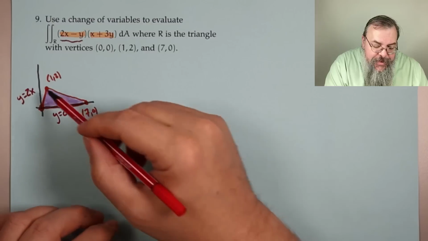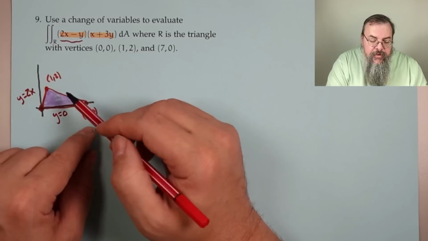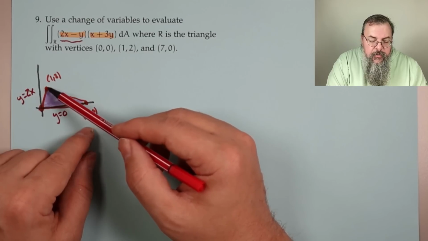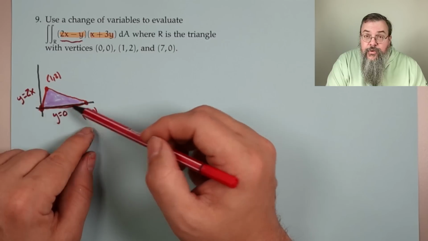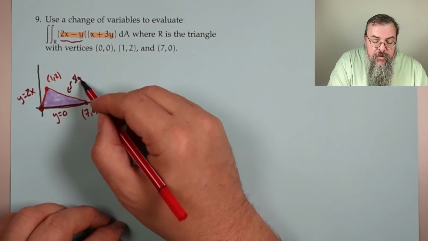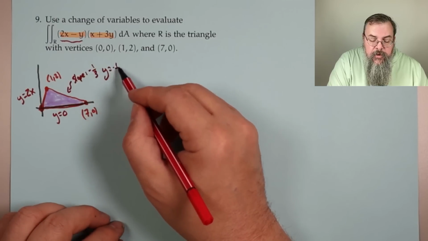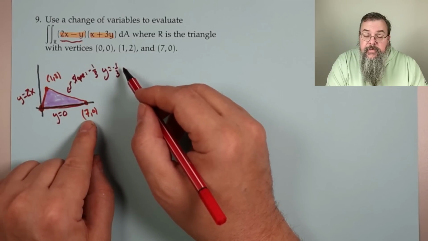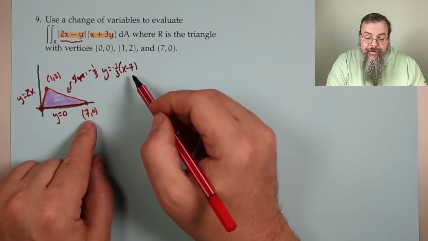Now, what about here? That one's going to be a little bit trickier, so let's think about the slope. We go over, from 1 to 7 is 6, and we go down 2. And so the slope here is negative 1/3. Now I can plug in the point at 7, so y minus 0 equals minus 1/3 times (x minus 7).